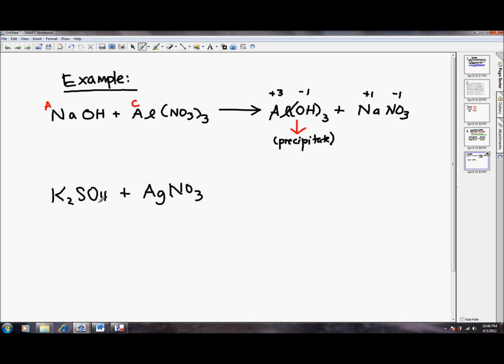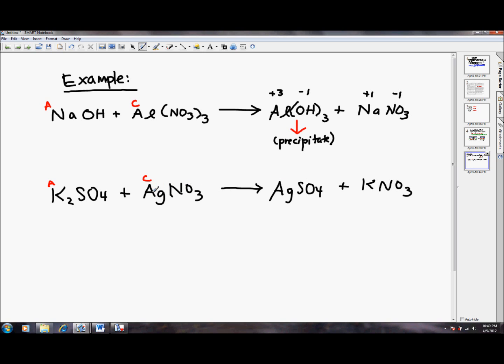Okay, so here we have potassium sulfate and silver nitrate. So I say, alright, this one's A, this is C. A and C switch places. So instead of potassium and sulfate, I'm going to write silver and sulfate. Instead of silver nitrate, it's going to be potassium and nitrate. Okay, I'm going to change.